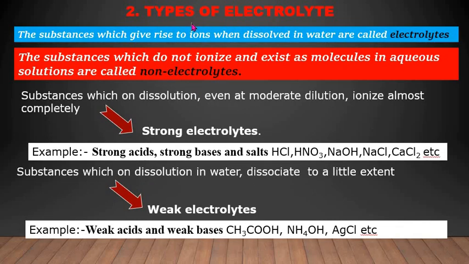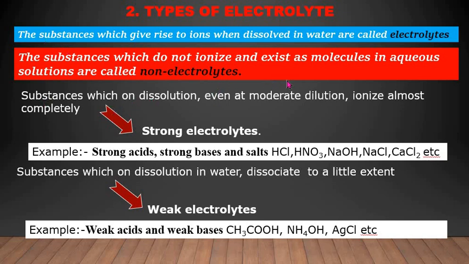Now the electrolytes. There are mainly two types of electrolytes. First is the strong electrolytes and second one is the weak electrolytes. Before that, we have to know what we mean by electrolytes and what we mean by non-electrolytes. When any substance is dissolved in water, if it is ionized, then it is said to be an electrolyte. When a substance dissolved in water does not ionize and exists as molecules, such substances are known as non-electrolytes.